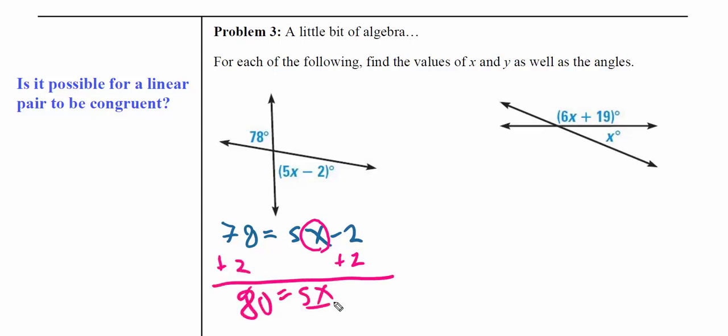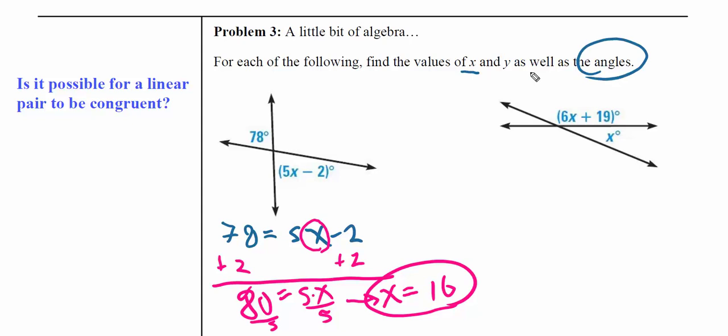And then we divide both sides by 5 because they're currently being multiplied by 5. And I get that the value of x is equal to 16. Now, what we could do with this value, right, we were asked to get x. Now we should get the angle. We know the angle should be 78 because of vertical angles. But let's show the math.